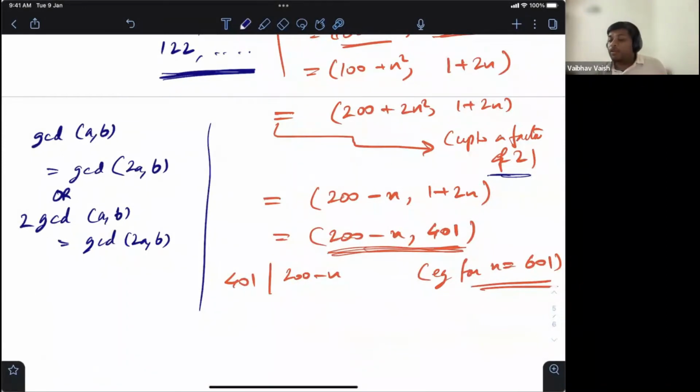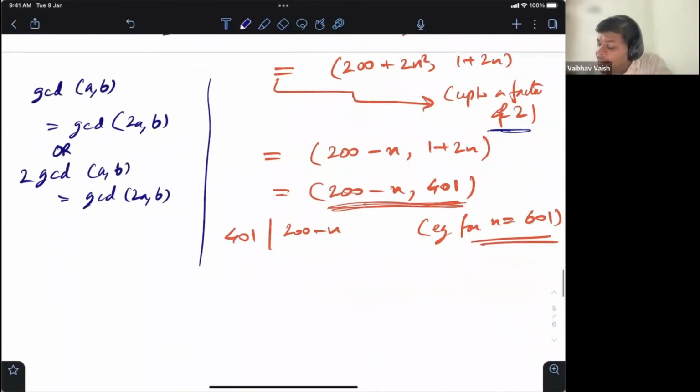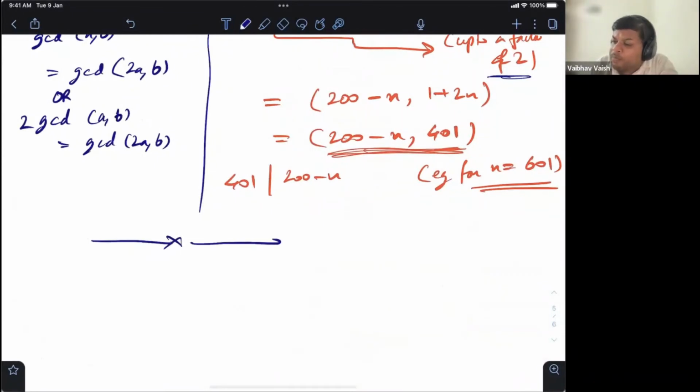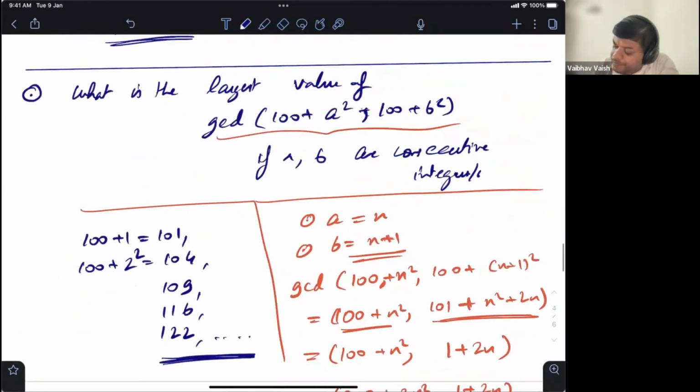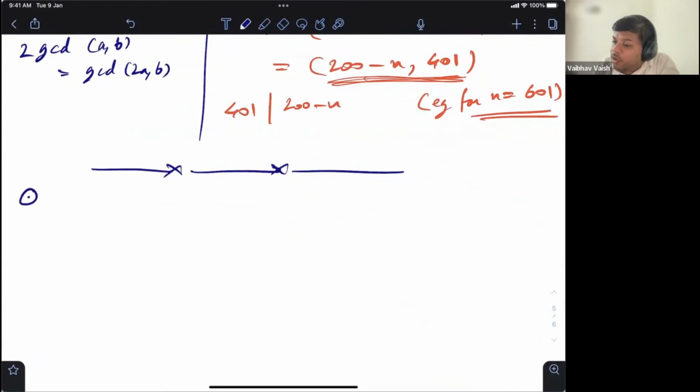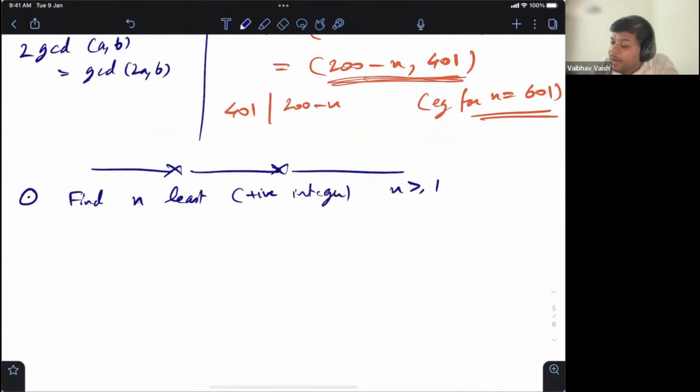Okay, good. So this is another problem. Let's do a kind of problem which can appear in IOQM. So let's do another problem. Find n, least, of course, positive integer. In fact, let's say n is even, I want it to be greater than or equal to 1000.